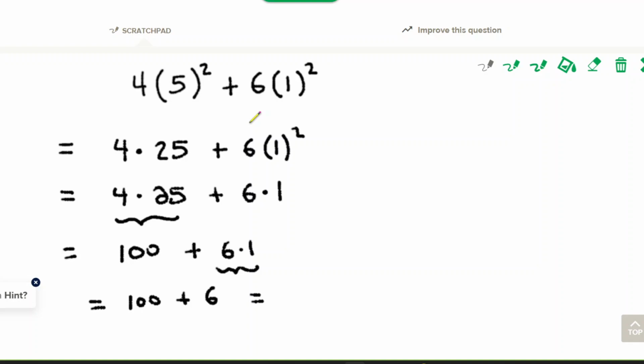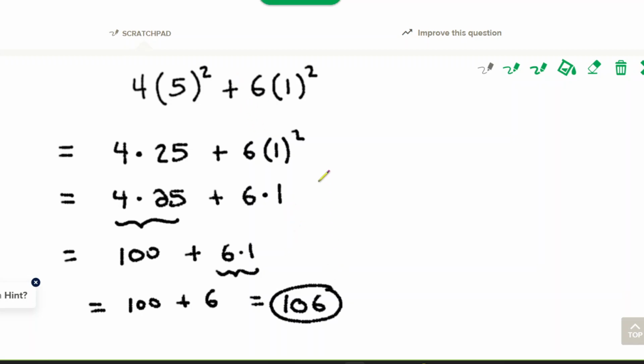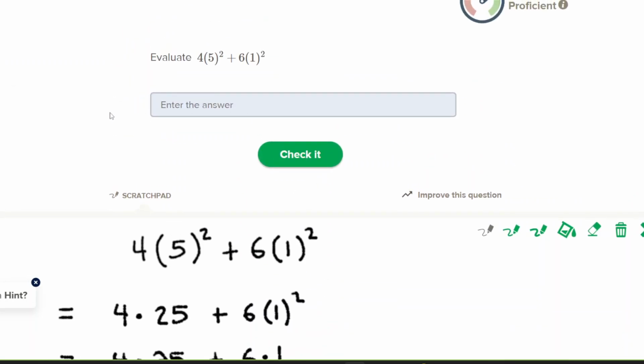And then finally, the only operation left is addition. 100 plus 6, which is 106. Right? And there you go. That's the value of the expression we were given in the beginning. And that's what I will enter, 106.